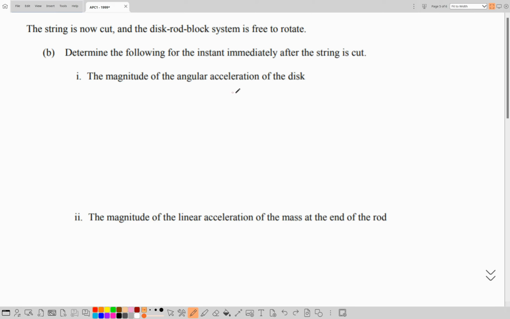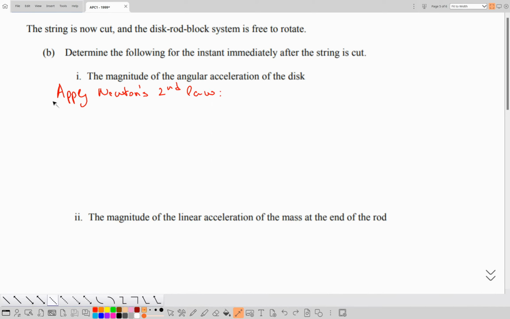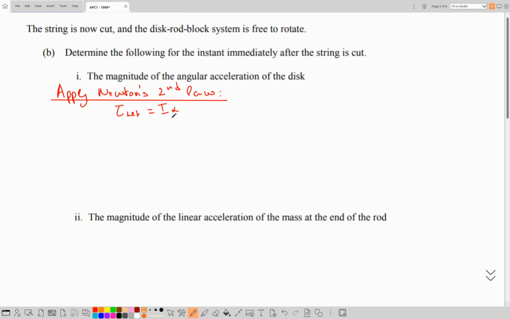We need to determine the magnitude of the angular acceleration of the disk, and the only way to do that is by applying Newton's second law for rotation. So let me say apply Newton's second law, and remember, whenever we're doing a big law, we need to mention the law that we're using. It's important to mention apply Newton's second law. Now whether for rotation or translation, it's not much of a difference. And Newton's second law is given by tau naught is equal to I multiplied by alpha.